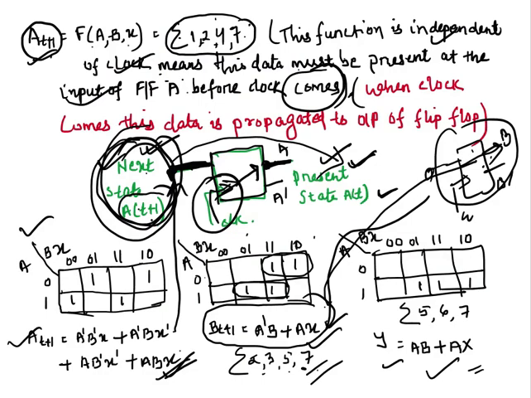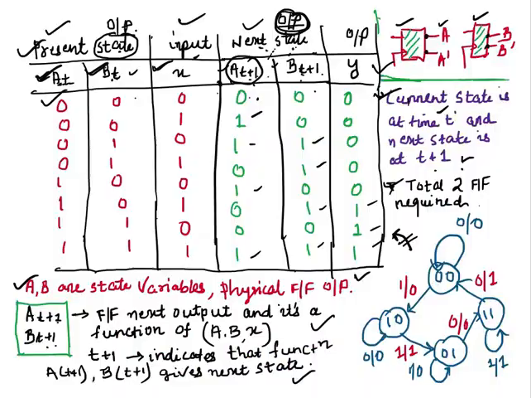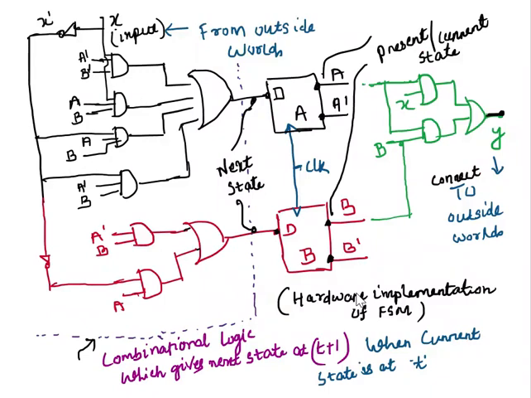And the circuit for this one, this is the hardware implementation of the FSM. You remember this one, using the K-map we solved this. A(t+1) is this one, B(t+1) is this one, and Y equal to this one, the output of this FSM. Then the hardware implementation of this FSM has two flip flops.